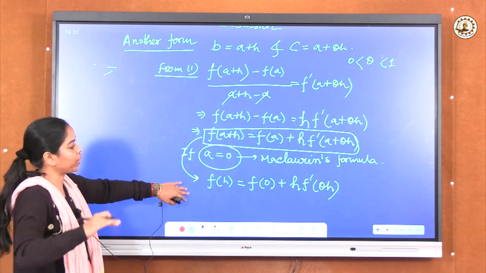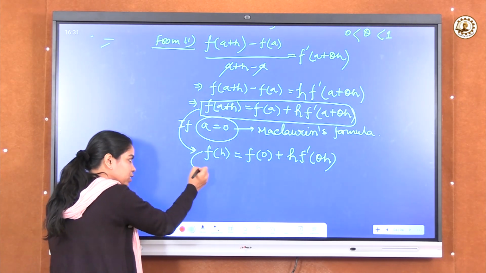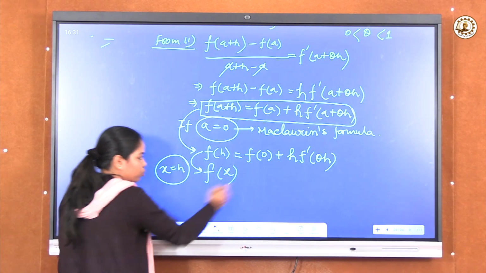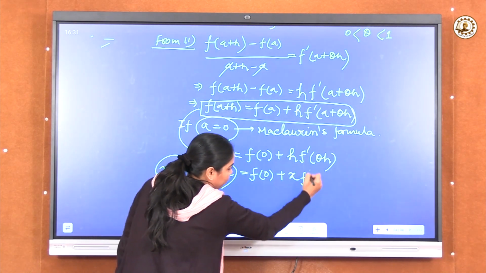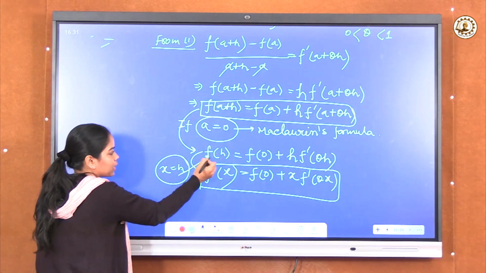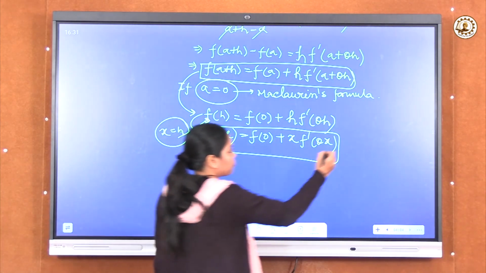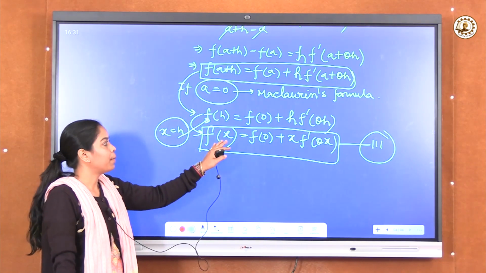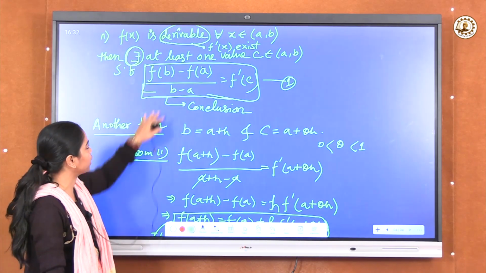Now since in your question paper there will be f(x) as our function, we can rewrite this formula by taking h equal to x. So the final Maclaurin's formula is f(x) equal to f(0) plus x into f dash (theta x). We just put h equal to x in this formula. Let this be equation 3. This is the final Maclaurin's formula, which we can derive from Lagrange mean value theorem.